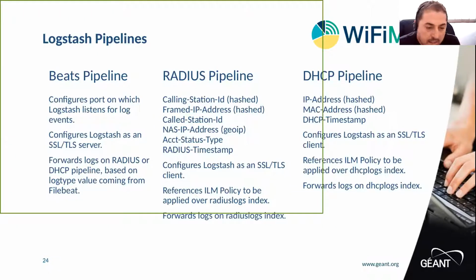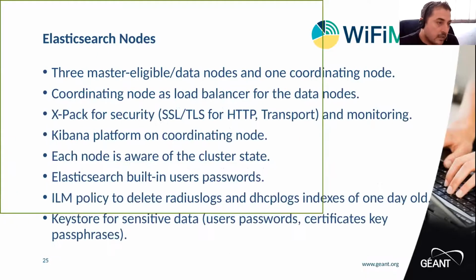And the last action is the output of those pipelines, which send that data, the radius logs and DHCP logs. These are indexed in the Elasticsearch cluster. And our Elasticsearch cluster consists of 3 master eligible data nodes and another one which is the coordinating node.